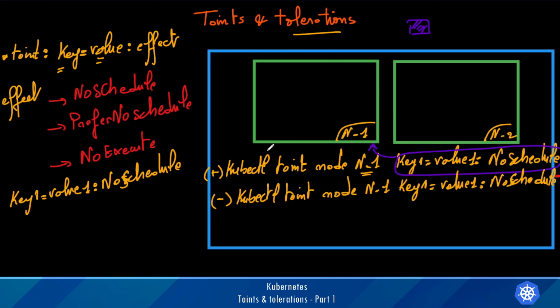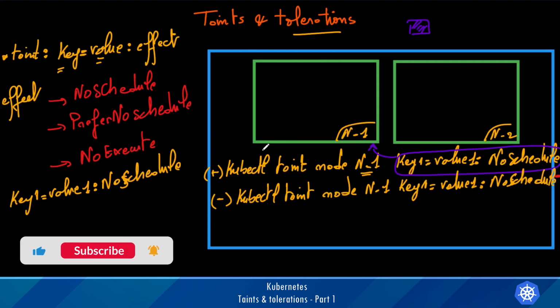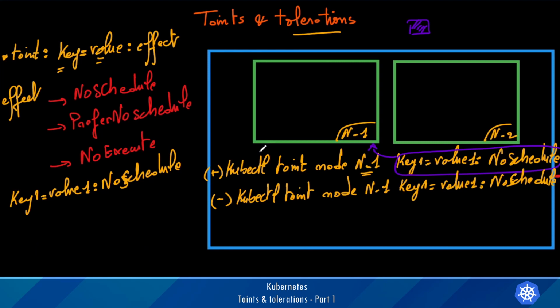So that's how we can use taints to allow or to prevent pods from being scheduled on a specific node. In the next video, we will see how we can tolerate a taint so the pods can be accepted by the node.